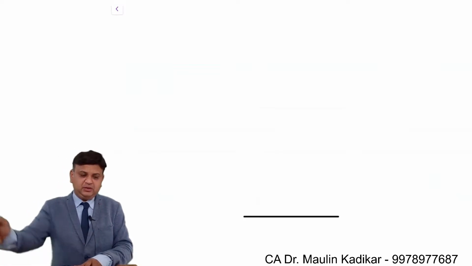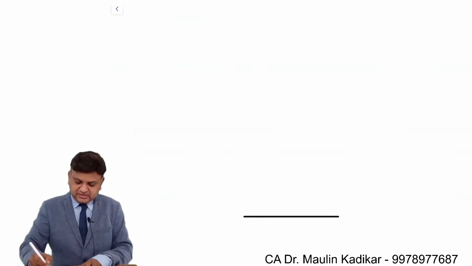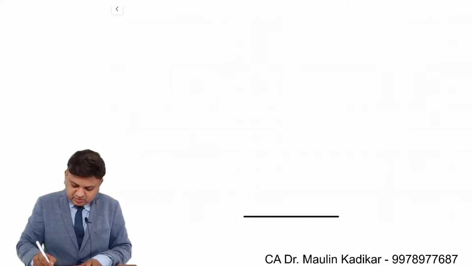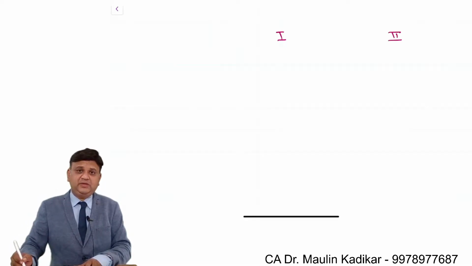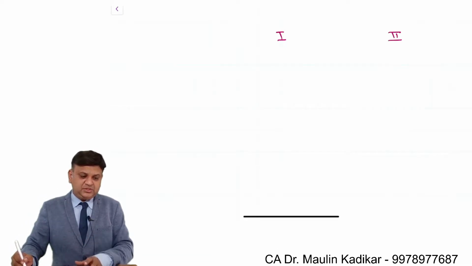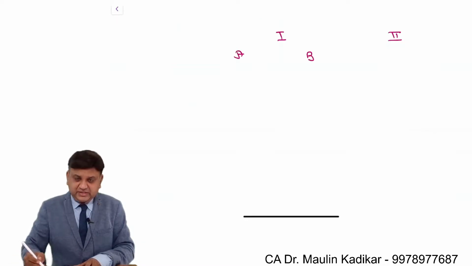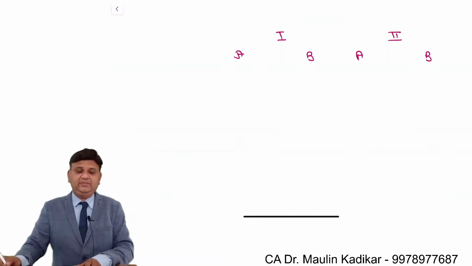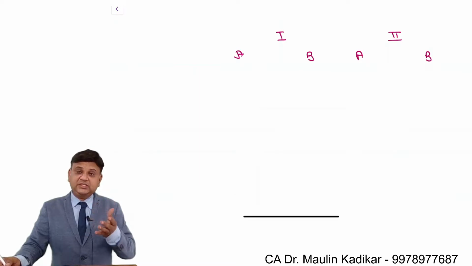So friends, as per the given information, we are required to answer like this. Two situations have been given, situation number 1 and situation number 2, and in both the situations we have been provided with financial plan A and financial plan B. So there are 4 combinations for which we are required to calculate the leverages.